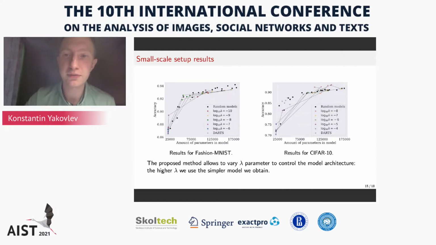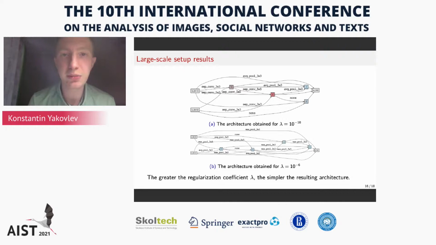Here are presented cells obtained in the large-scale setup. Here are presented cells obtained for maximal lambda and minimal lambda. As we can see, when lambda is maximal, we observe that poolings are selected as operations which don't have parameters. Also, the color of each node represents the total number of parameters of incoming edges. As we can see, the greater the regularization coefficient, the simpler the resulting architecture.